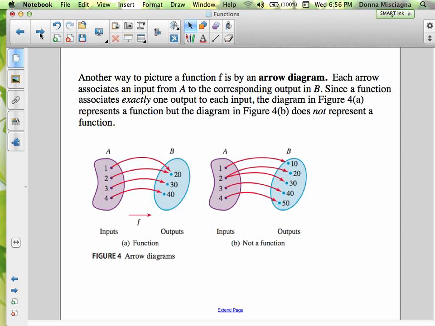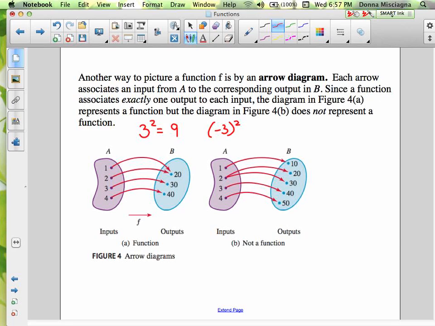Notice in A, we've got 1 and 2 both matched to 20. That's okay. You can have 2 inputs matched to the same output. Think of a parabola. Whether I square 3 or whether I square -3, we'll still get 9. That's okay. If I plug in 3, I know where to go, 9. If I plug in -3, I know where to go, 9.